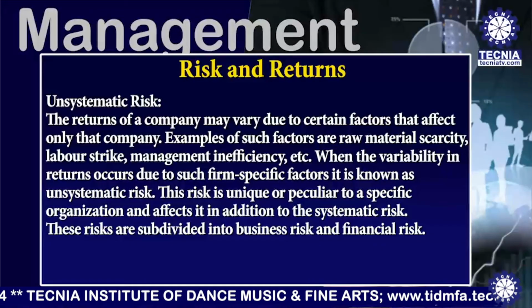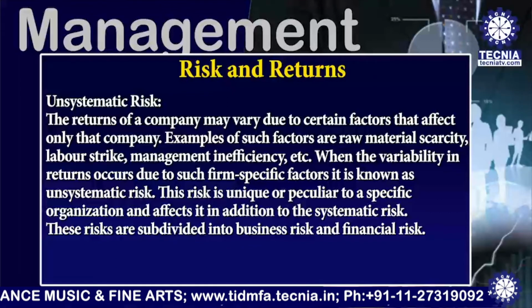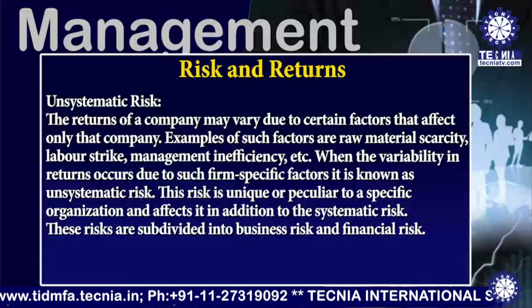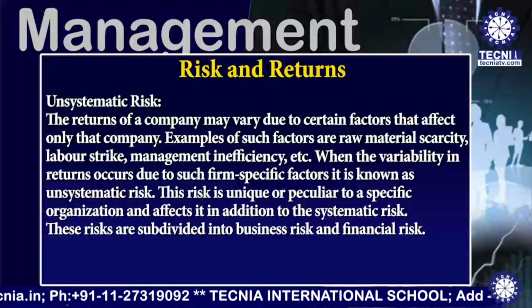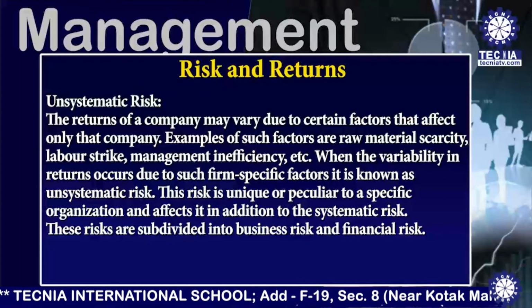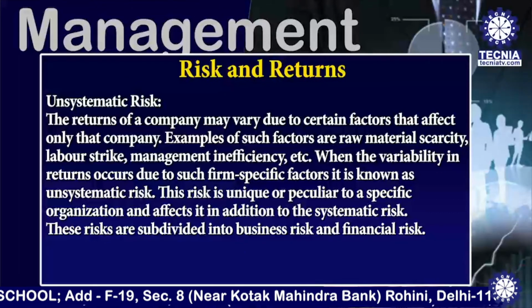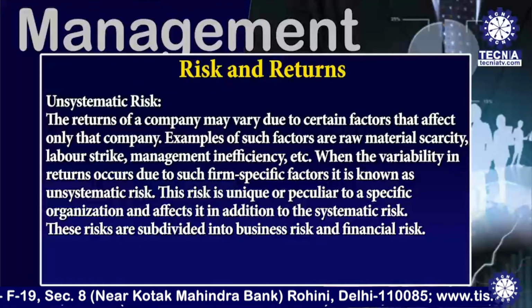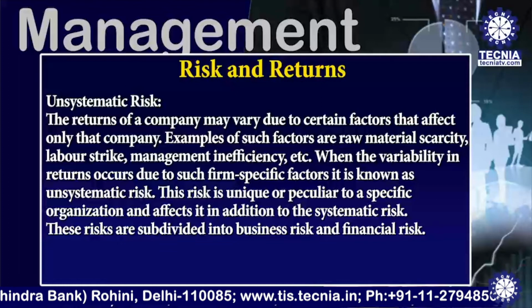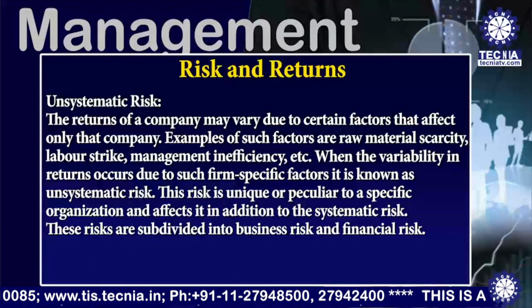Now let's see the unsystematic risk. The returns of a company may vary due to certain factors that affect only that company. Examples of such factors are raw material scarcity, labor strike, management inefficiency, etc. When the variability in return occurs due to such firm-specific factors, it is known as unsystematic risk. This risk is unique or peculiar to a specific organization and affects it in addition to the systematic risk. These risks are subdivided into business risk and financial risk.